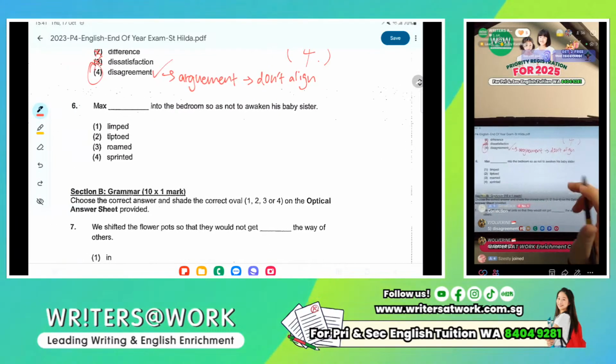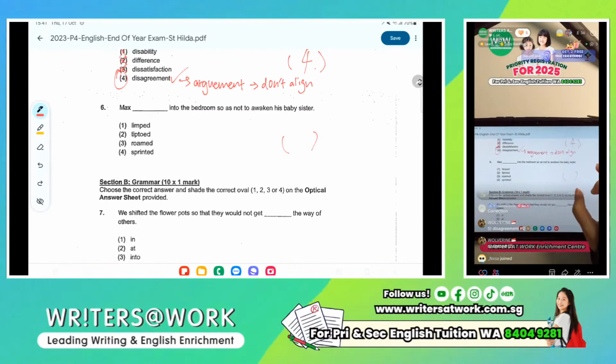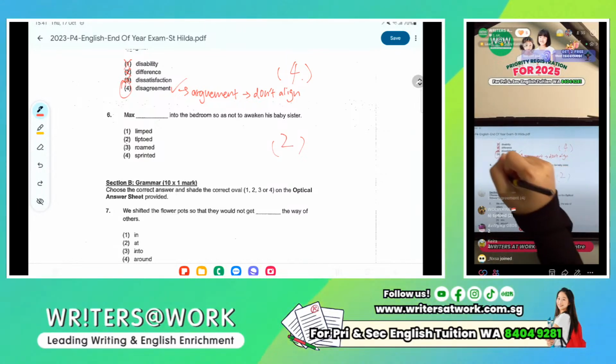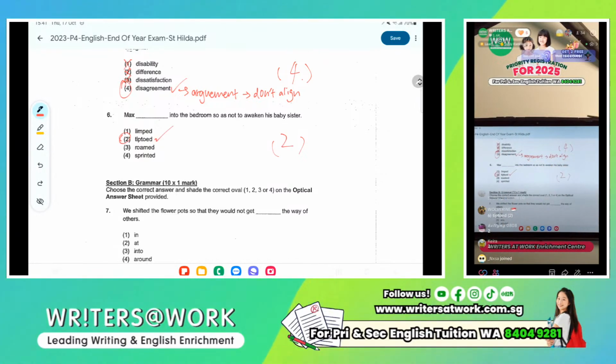Okay, question 6. Max blank into the bedroom so as not to awaken his baby sister. Wow, Wolverine very fast. Okay, 2, tiptoed. Tiptoed into the bedroom. Okay, tiptoed is correct.